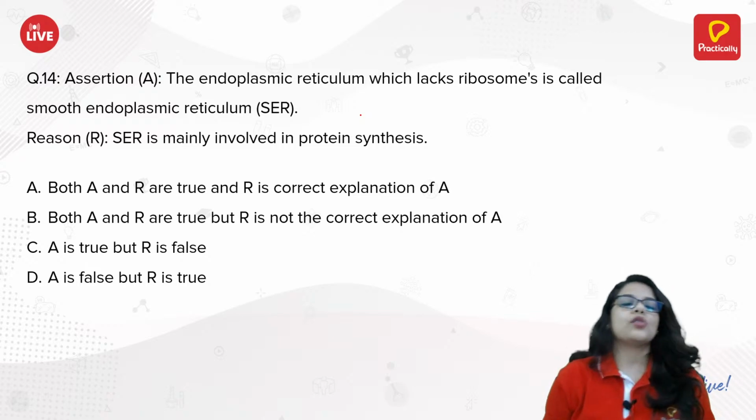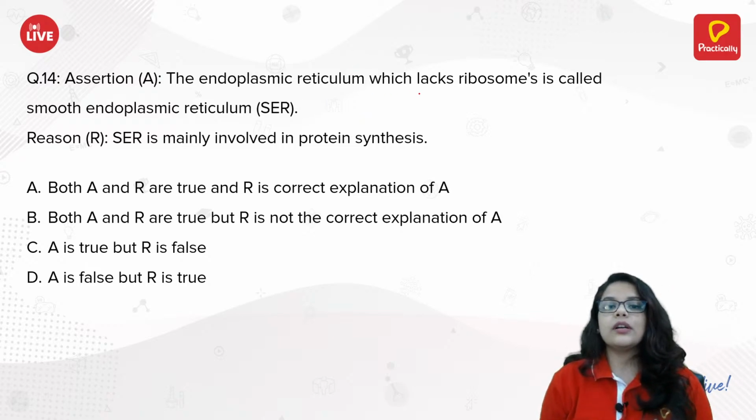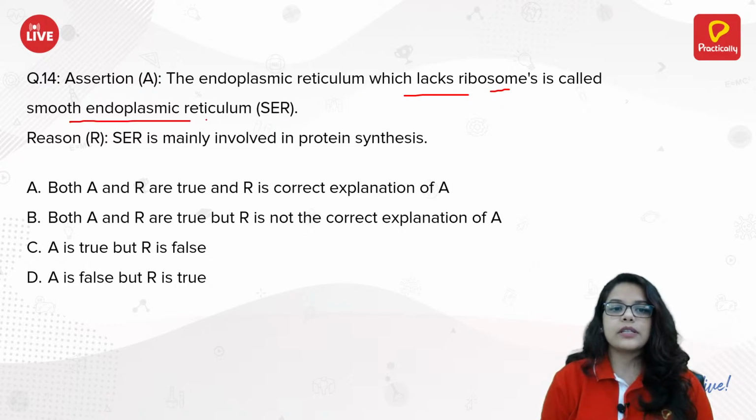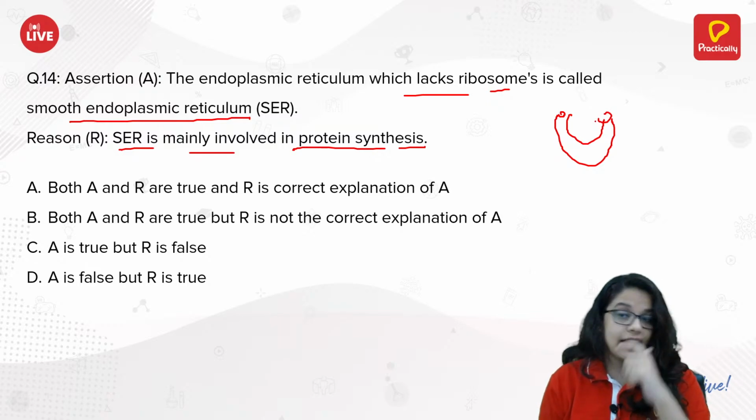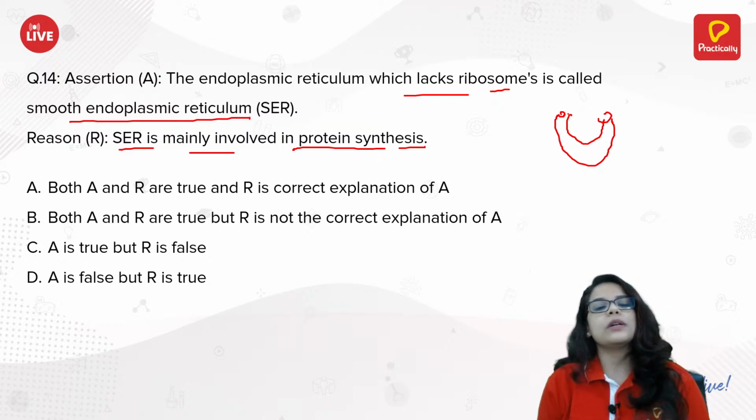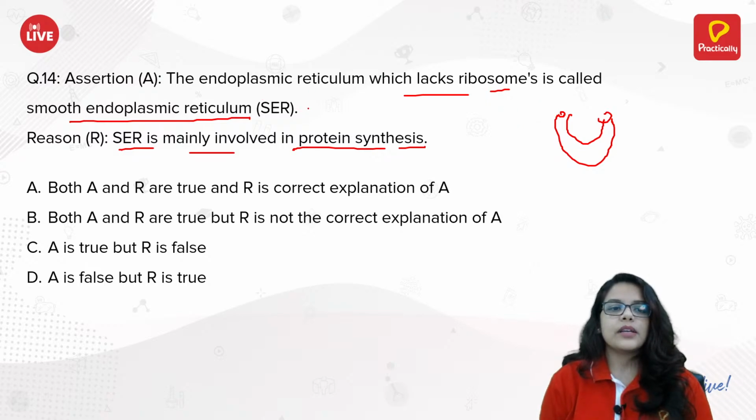Okay, so the endoplasmic reticulum which lacks ribosomes is called smooth endoplasmic reticulum, and the smooth endoplasmic reticulum is involved in protein synthesis. See, endoplasmic reticulum which lacks ribosomes, they do not have ribosomes. It's something somewhat like this. The rough ones have ribosomes, but the smooth ones do not have ribosomes. So it is known as smooth endoplasmic reticulum.